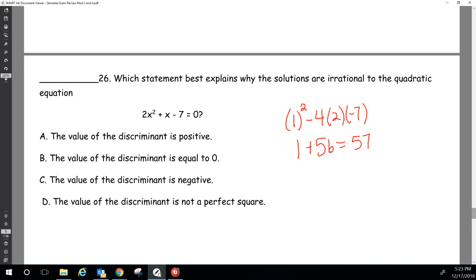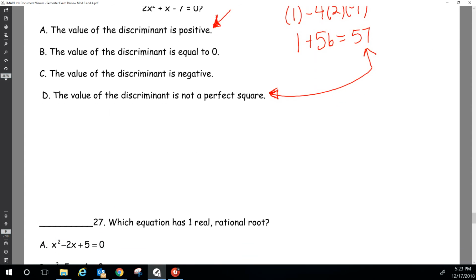So what is the best reason why it's going to be irrational? Is because it's positive. You might be tricked into thinking it's that. It is positive, that's true, but that's not the reason why you have irrational. Because remember, you could have positive that was, say, 64. That's a perfect square and positive, and you'd have real solutions. What makes it irrational is this guy is not a perfect square, which corresponds to D. If the discriminant is 0, you're going to have one solution. If the discriminant is negative, you're going to have two imaginary solutions.